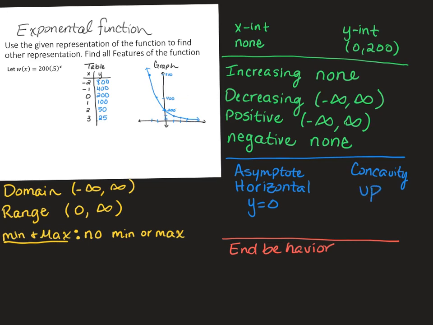And the end behavior of this graph, as x approaches infinity, the y values are approaching 0. And as x approaches negative infinity, the y values are approaching infinity. Again, just showing that on the graph. As x approaches positive infinity, the y values are getting closer and closer to 0. As x values approach negative infinity, the y values are going up to positive infinity.